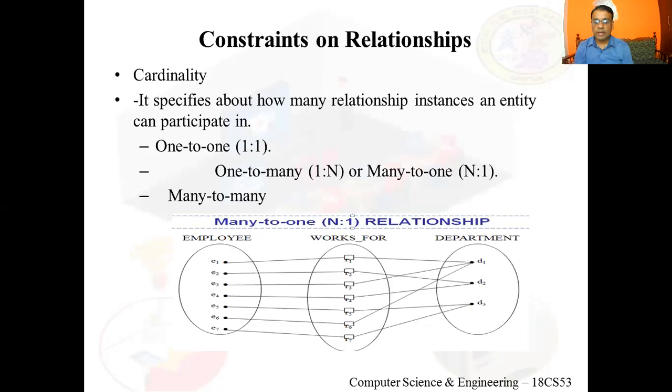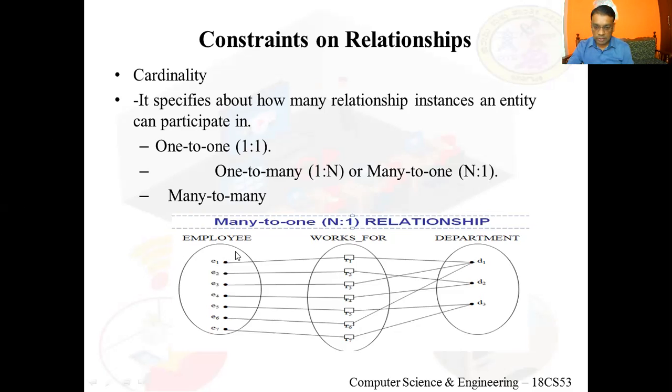So the next topic is constraints on relationship types. Constraints are nothing but conditions that will be specified on datasets or tables. What kind of conditions can we specify? There are two kinds of constraints: cardinality ratio and participation constraints. Cardinality ratio specifies the maximum number of relationship instances that an entity can participate in.